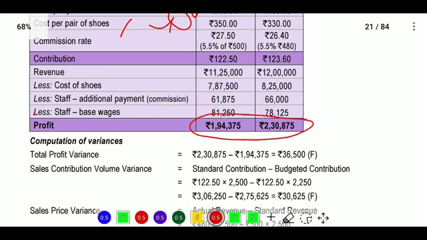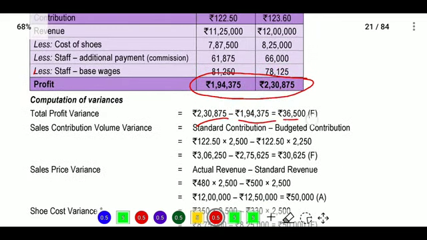2,30,870. In case of sales, we take the reverse. What is actual minus budgeted? 2,30,000 minus 1,94,735 is 36,500, which is an increase over the budgeted figure. So we get 36,500 favorable.